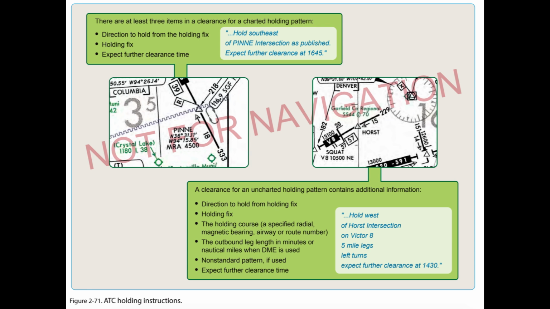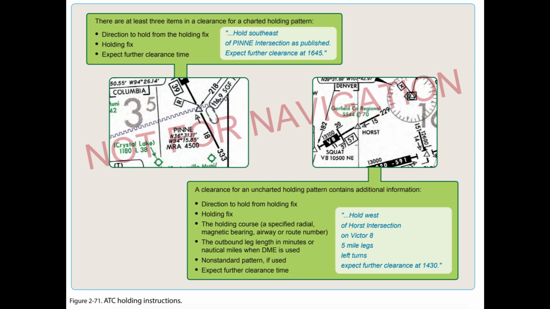When ATC issues a clearance requiring you to hold at a fix where a holding pattern is not charted, pilots are issued complete holding instructions. The holding instructions include the direction from the fix, name of the fix, course, leg length, if appropriate, direction of turns, if left turns are required, and the EFC time.